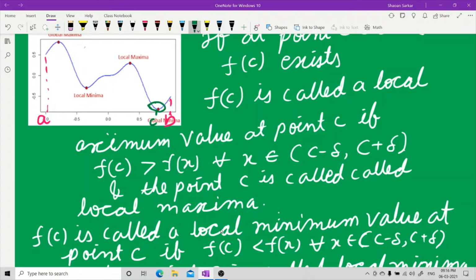Here it is the least of all. From this whole side you compare. The function has the least value at this point. This is known as the global minimum value of the function, and this point is called the global minima.